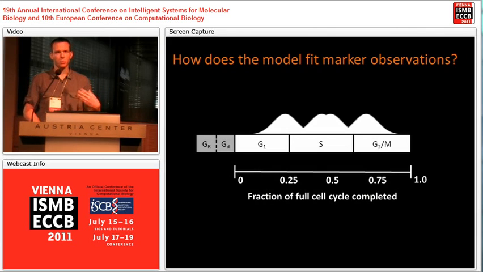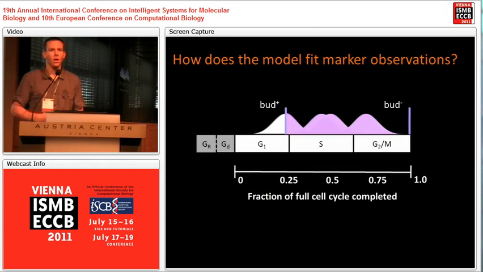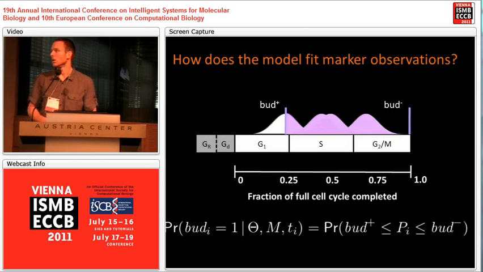So where do the marker observations come in? Well, what we do is we fit with our model the marker observations by learning first where the start and end points of a marker are. We then evaluate our model fits with a binomial likelihood in which the success probability of seeing a cell with a bud is given to us exactly by the CLOCCS model as the probability that a cell is positioned between the start and end point for that marker. So here we're relating the status of the marker to its position in the cell cycle.